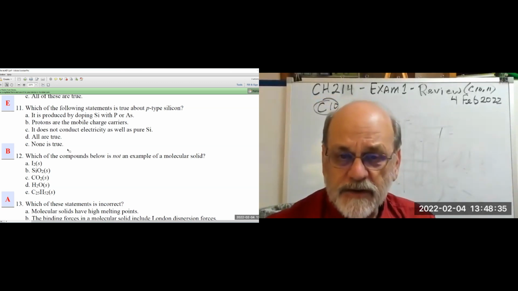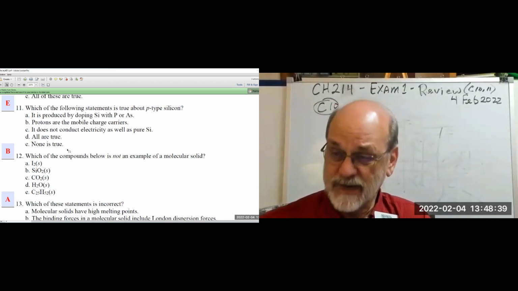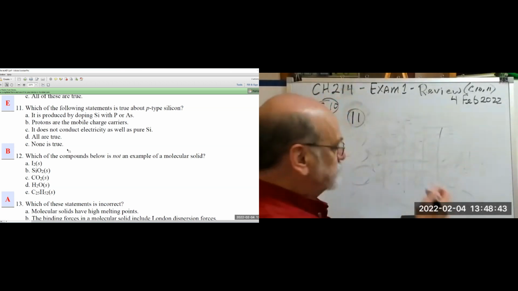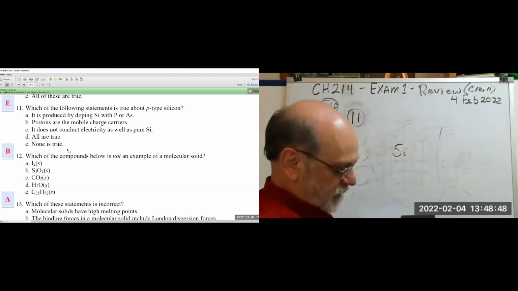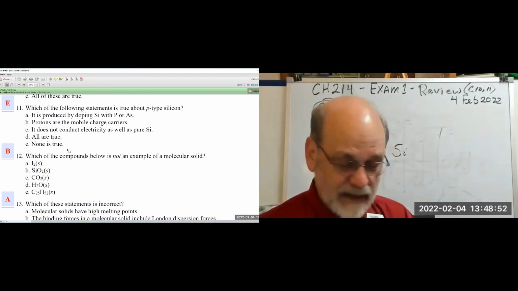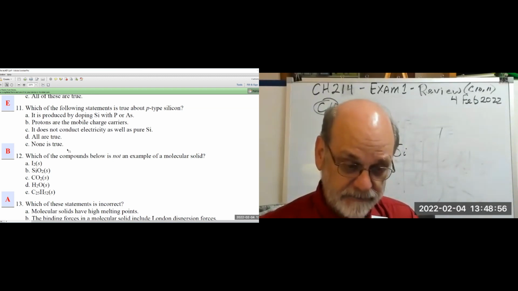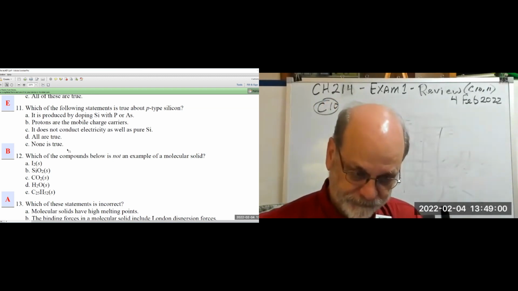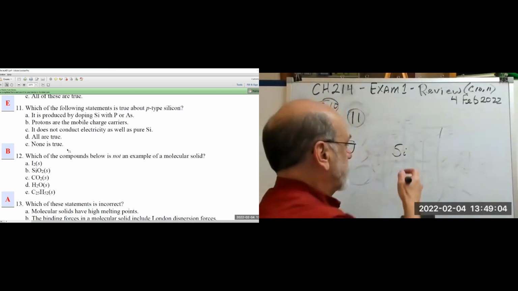Which of the following statements is true about P-type silicon? What do they mean by P-type silicon? Well, if you've got pure silicon as the base element of your semiconductor, it has 4 valence electrons.